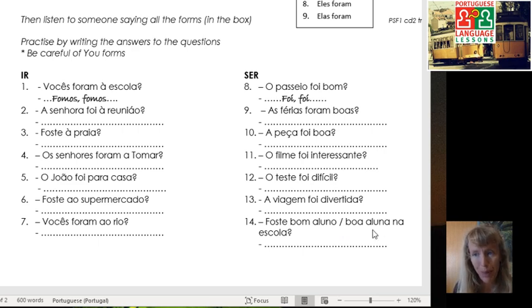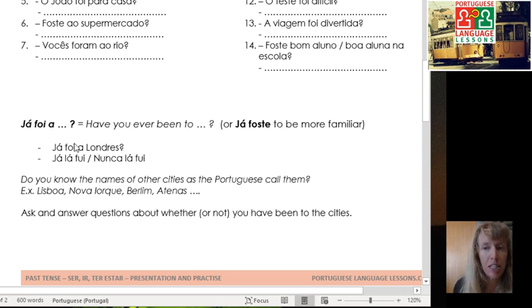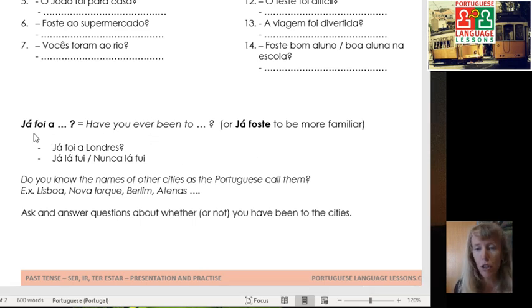Fui. So the other difference is very often we're describing things with ser, like I said, and so in these question answers we're usually using the same verb in the question and the answers. The answers are at the end of the worksheet. So we can use this a lot to say, have you been to, have you ever been to? So a question could be, já foi a or já foste?